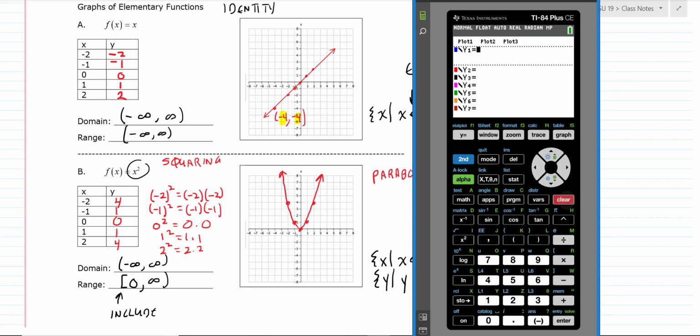So this first one, I just put in y equals x, zoom 6. That's the graph we got. Second one, y equals x to the second.